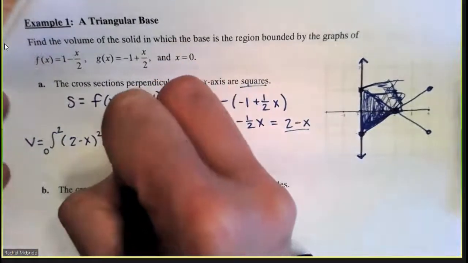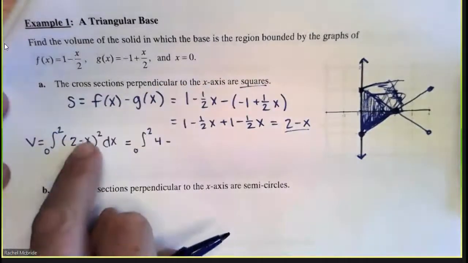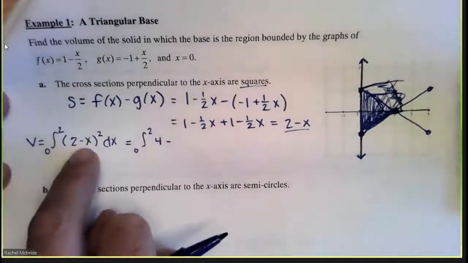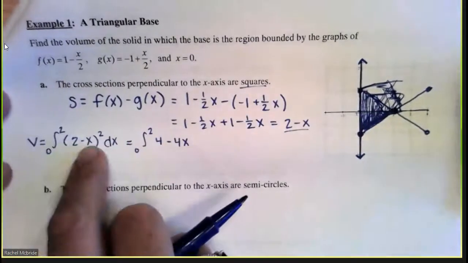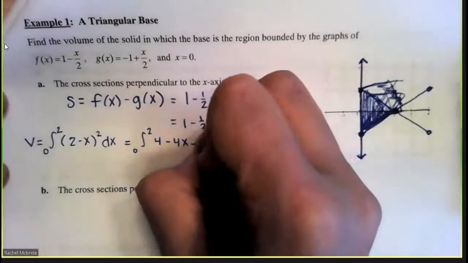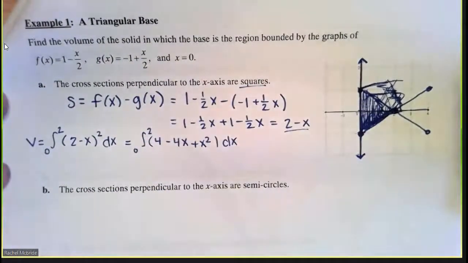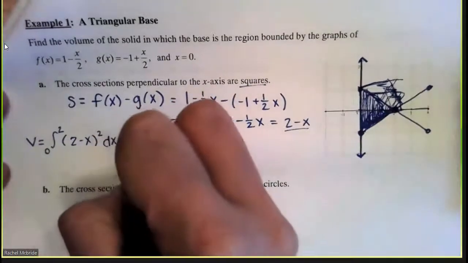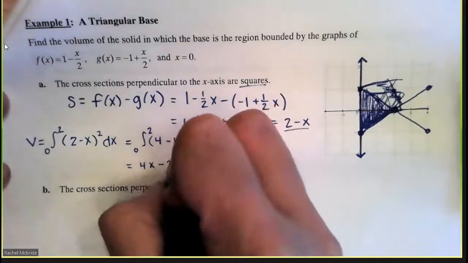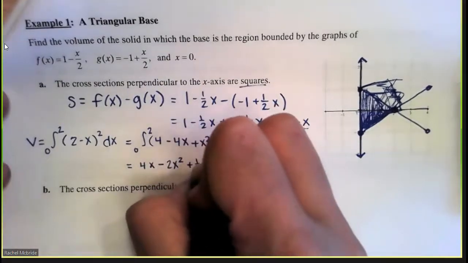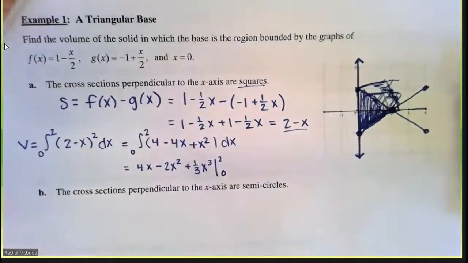So I'm going to say my volume integral is equal to 4 minus, so this would double, it'd be negative 2x, so it's negative 4x. A negative times a negative would give you a positive x squared. And then my antiderivative would be 4x minus 4x squared over 2, so that's 2x squared, plus 1/3 x cubed. And I'm evaluating from 2 to 0.